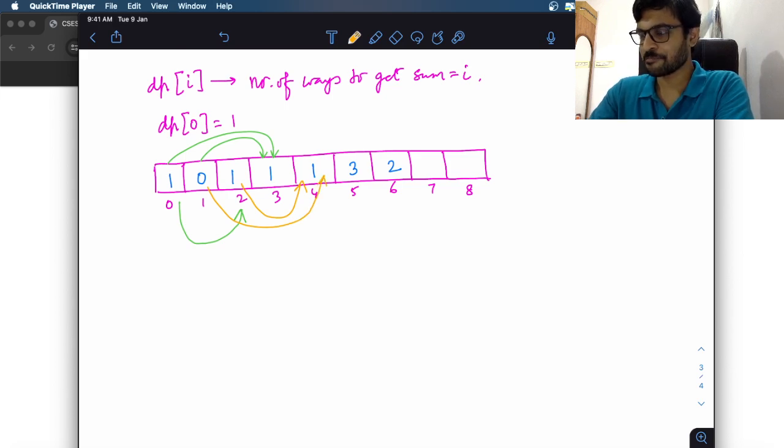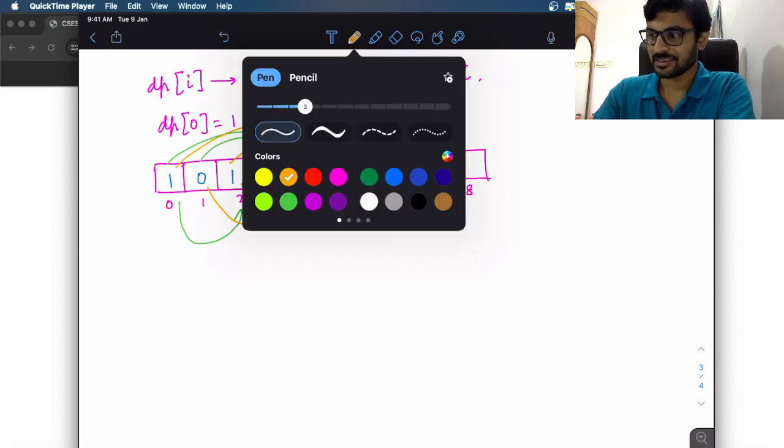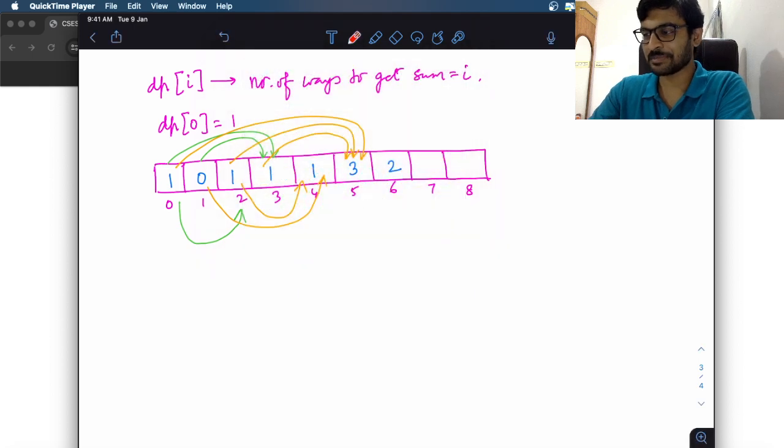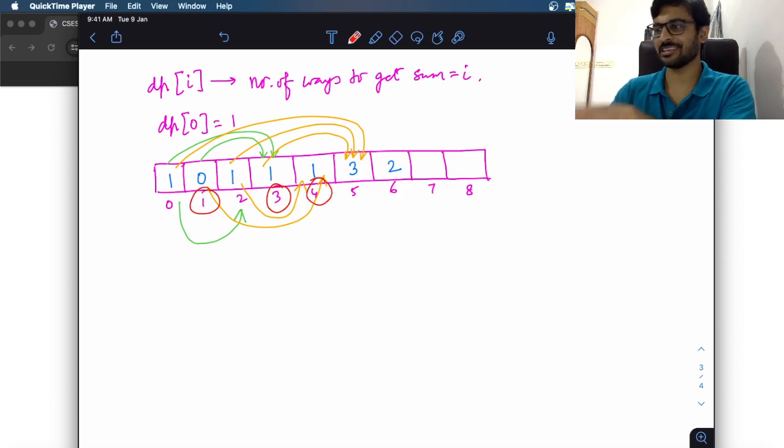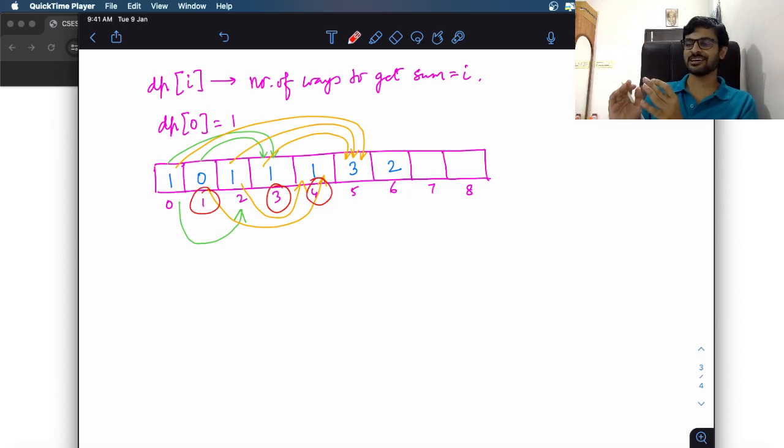Similarly for 5, 5 minus 2, 5 minus 3. 5 minus 2 is 3, plus 5 minus 3 is 2. The summation gives us the answers, and 5 minus 5, that is 1. The answers to all of them give me this answer, that is 3. Similarly for 6, I can basically sum up 3, 4, and 1. That is 6 minus 5, 6 minus 3, 6 minus 2. I add them, I'll get 2.